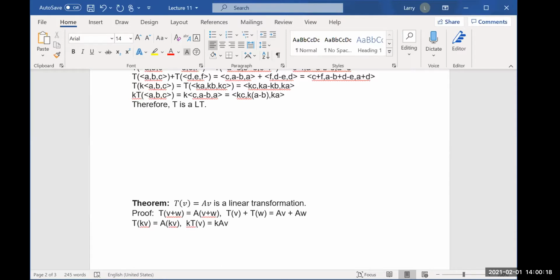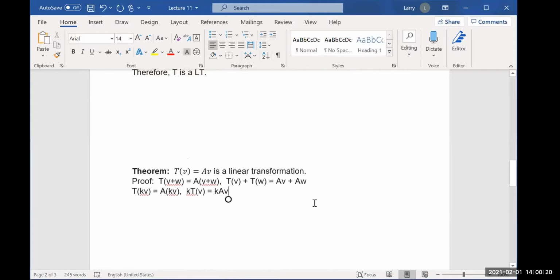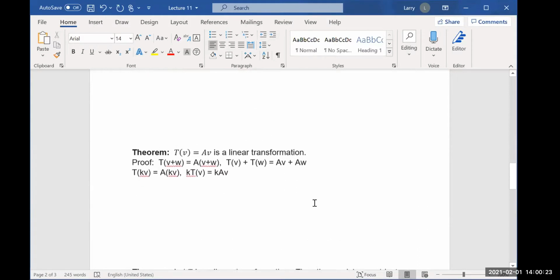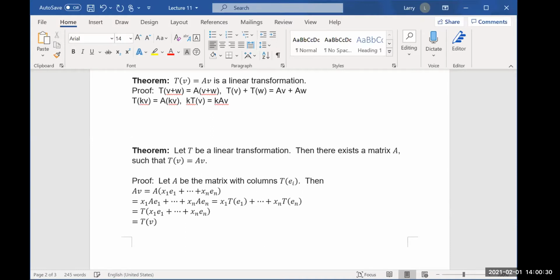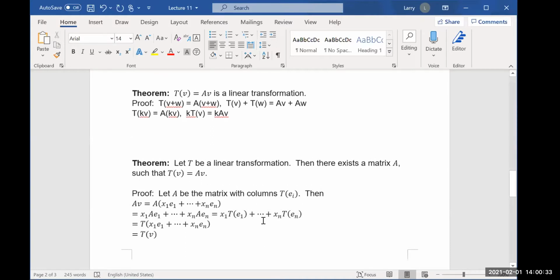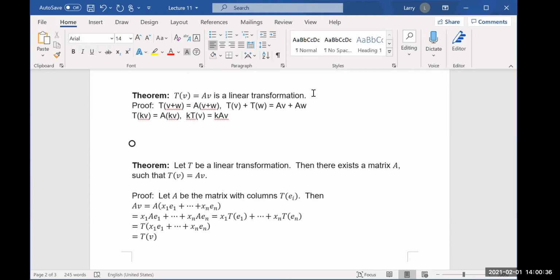I like simple proofs and I'll do them. If it takes too long, I won't, but that's a quick, easy one. Okay, so this is a big deal. Now comes the bigger deal, or one that may be a little more surprising, and that is you can go in reverse. So let's suppose that T is a linear transformation. Then there exists a matrix A such that T of V equals A times V. So what this says is that all linear transformations are just matrix multiplication. Any questions on that?